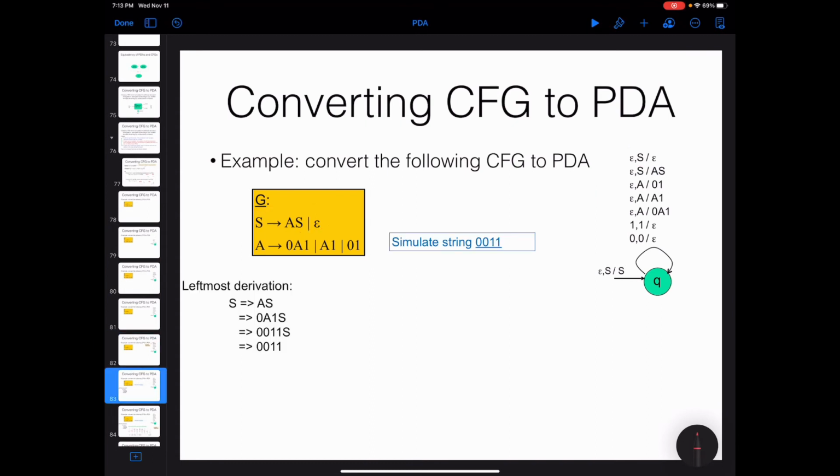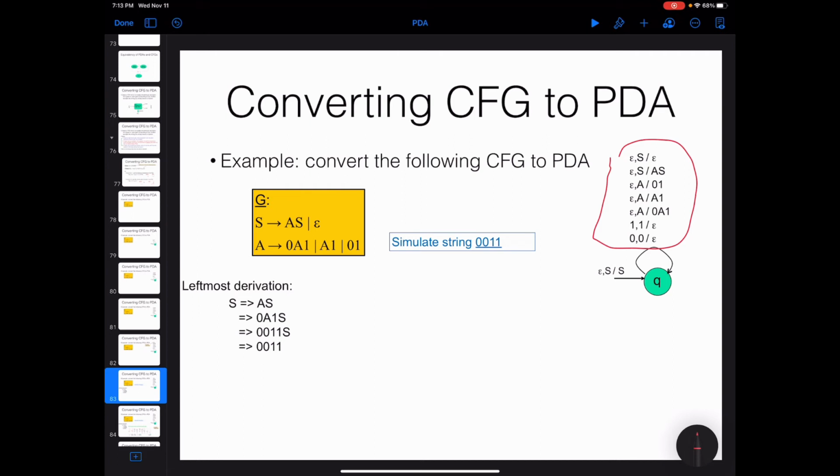Now let me show you how this pushdown automata is going to work over a string. Basically, what we did by creating this pushdown automata was we just tried to simulate the leftmost derivation for each string on the grammar. So these actions that we have written here help us to simulate the leftmost derivation.